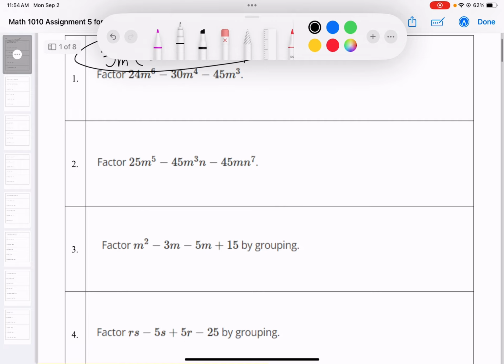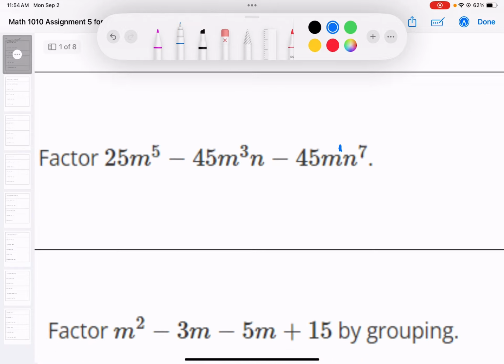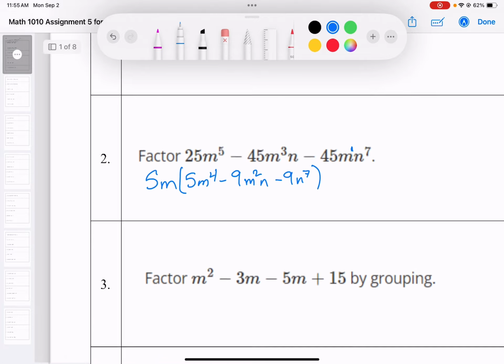Okay, let's do the same thing down here. We've got a 5, and there's only one m right here. So I've got a 5m, and that's all I can factor out. So 5m to the fourth minus 9m squared, because I'm pulling one out, n, and then minus 9. I've already pulled the m out, so n to the seventh, and that's completely factored.